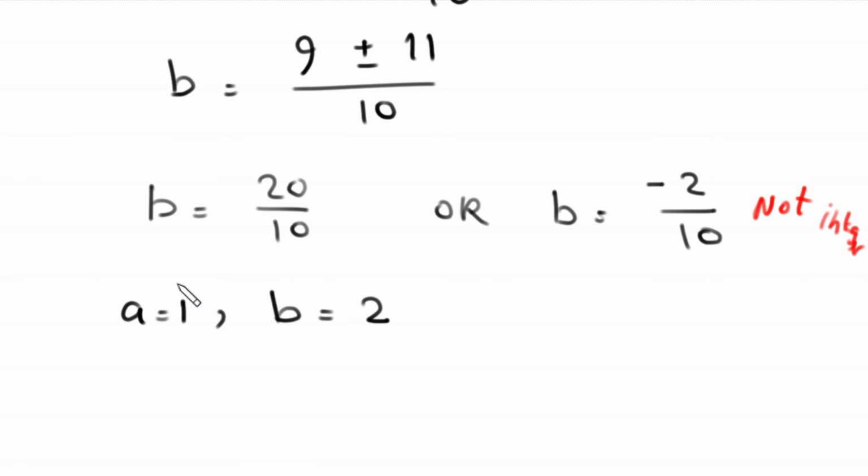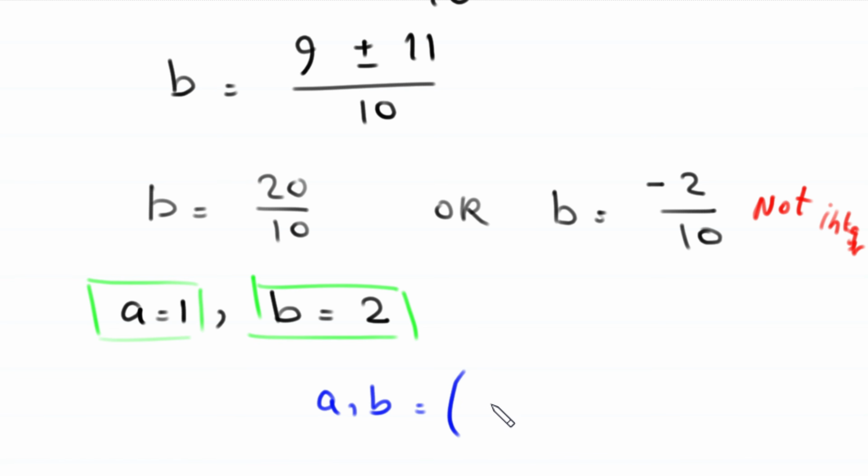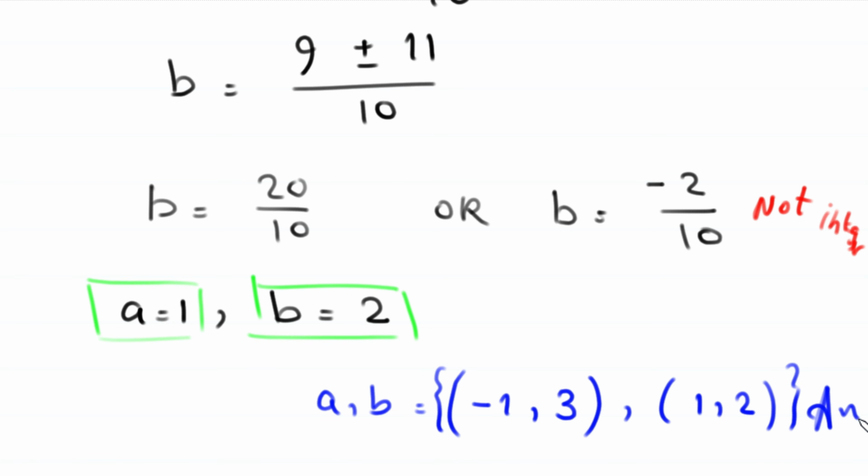From this case we get a second pair 1 comma 2, and from the first case we get the first pair a comma b is equal to negative 1 comma 3, and this 1 comma 2. We have two pairs of solutions for this equation. This is the final answer.